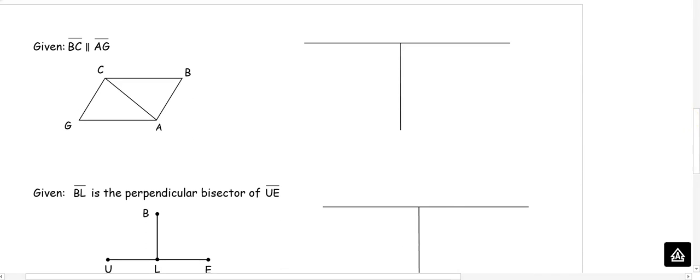Next, we're given that BC is parallel to AG. So we would say BC is parallel to AG. The reason is that that's given to us. Now, if we know we have parallel lines, AC is going to act as a transversal, which means that the angles in the corner, which we can again call angle 1 and angle 2, have to be congruent because those are alternate interior angles. So we would say angle 1 is congruent to angle 2, and our reason, if lines are parallel, then alternate interior angles are congruent.